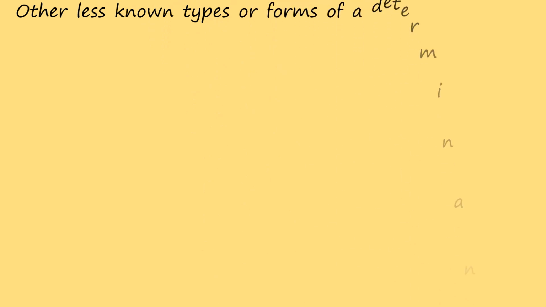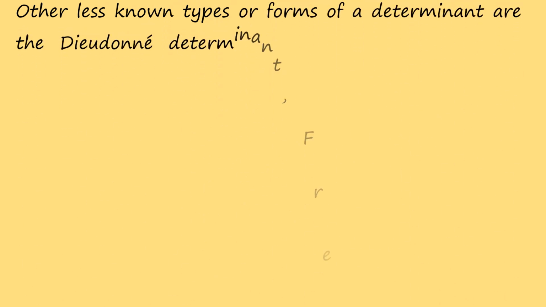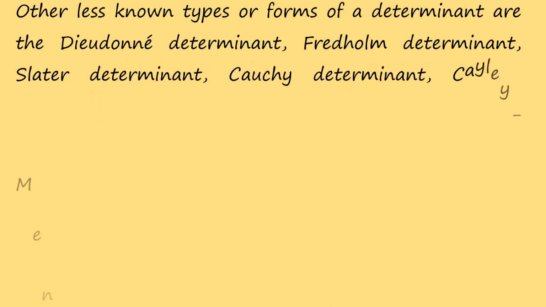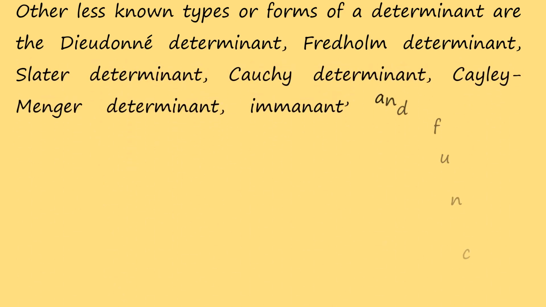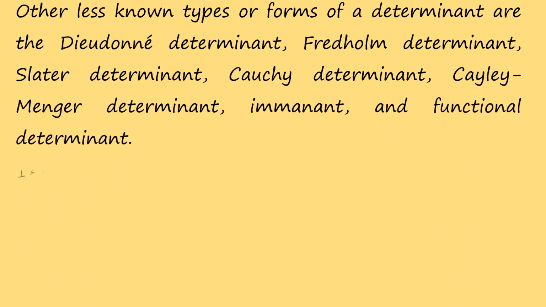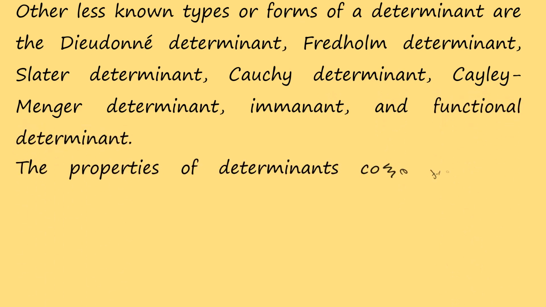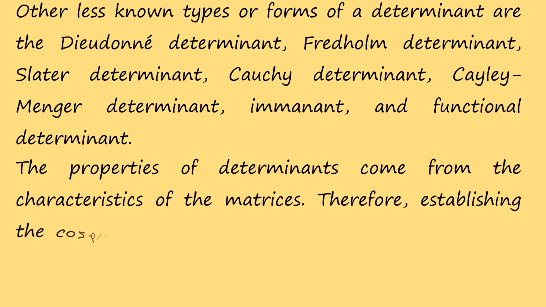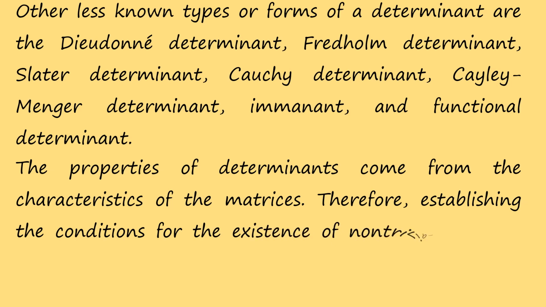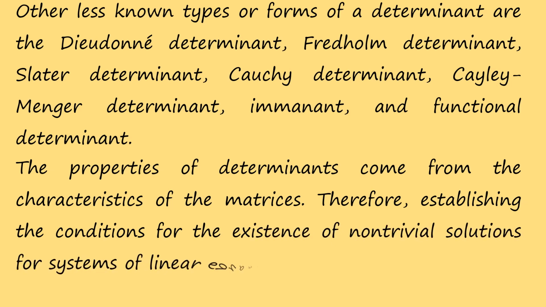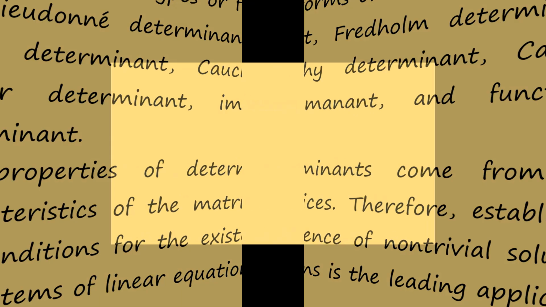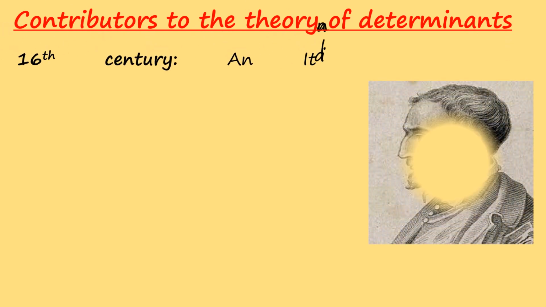Other less known types or forms of a determinant are the Dodgson determinant, Freedom determinant, Slater determinant, Cauchy determinant, Cayley-Menger determinant, immanent, and functional determinant. The properties of determinants come from the characteristics of the matrices. Therefore, establishing the conditions for the existence of non-trivial solutions for systems of linear equations is the leading application of determinants. We start from the 16th century, the contributors to the theory of determinants.